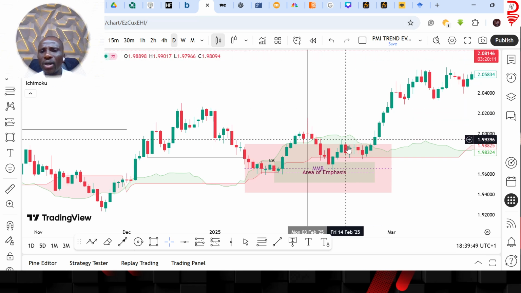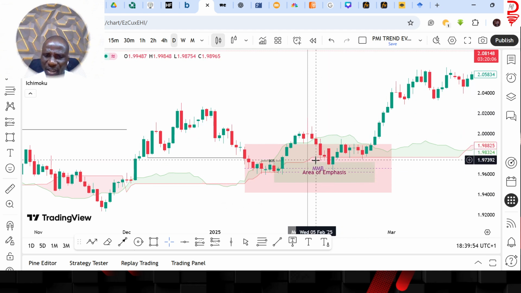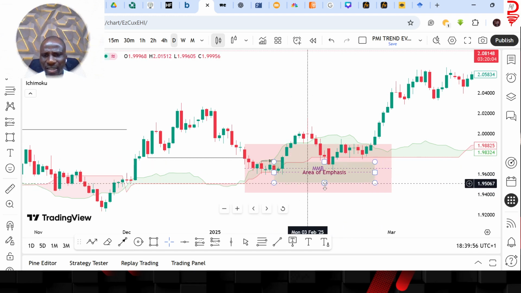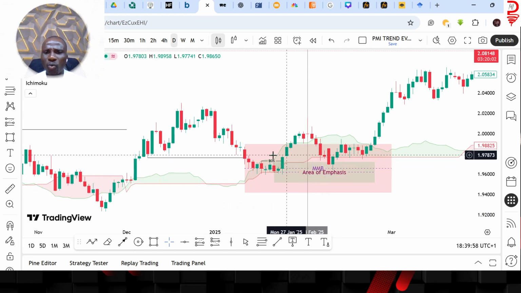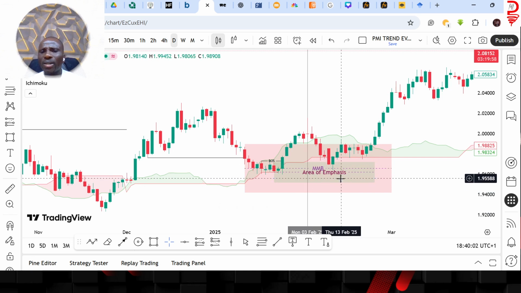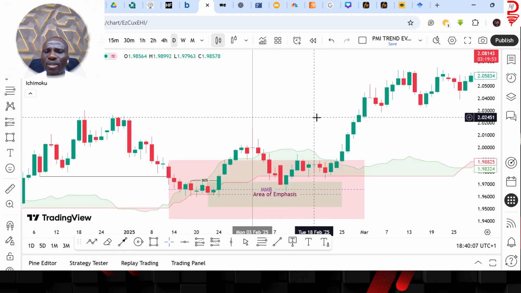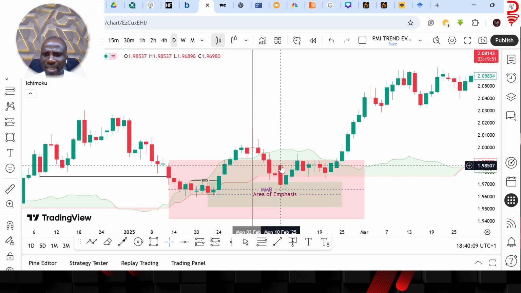Either way. In this case, the market was able to come down to the area of emphasis. Once the market gets to the area of emphasis, you want the liquidity within the area of emphasis to give you an engulfing move. And this was where we got an engulfing move. You will notice that this particular candle engulfed around this place. It was not a break of structure, it only engulfed.